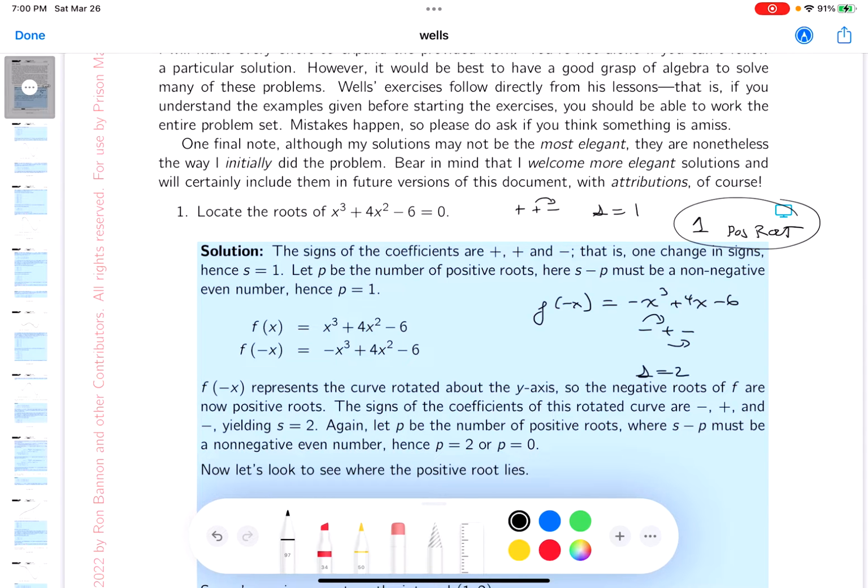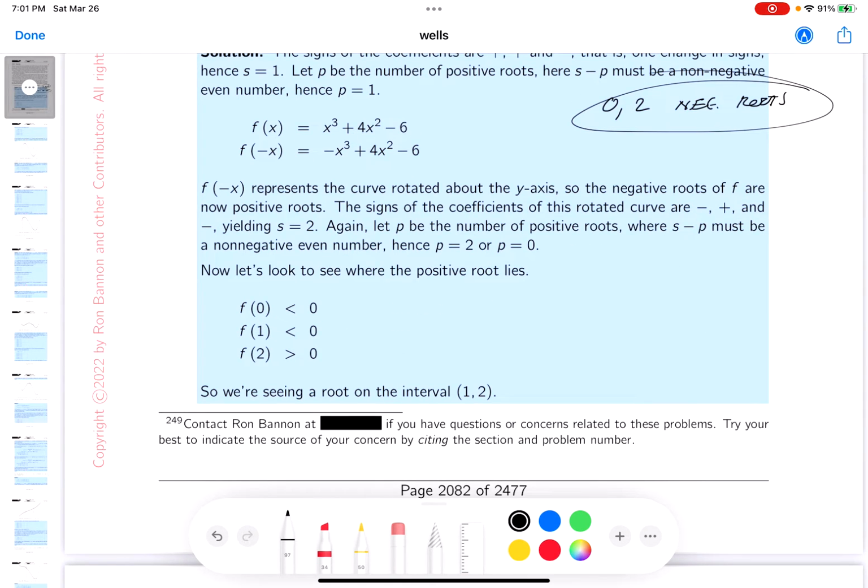So s equals 2. Remember, s minus p must be a non-negative even integer. So 2 minus p. So p could be 0, or p could be 2. All right, so what we're going to do now is start looking for roots. So one positive root, there could be 0 or 2 negative roots. Again, we have many ways of doing this over here, but what I'd like to do is just talk about sign analysis.